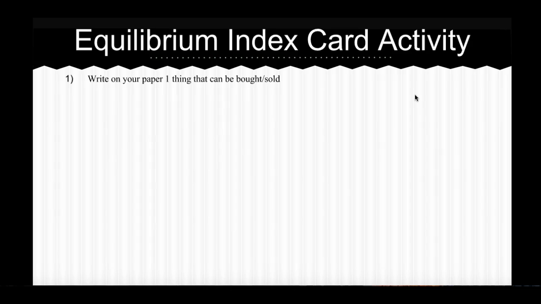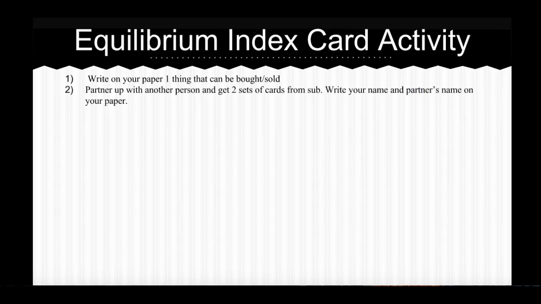So don't just talk about pizza. Pizza from where? What kind of pizza? Okay. Then you are going to partner up with one other person in the room, and just like before, you're going to get a set of cards. But this time you're going to get two sets of cards. One set that's going to be demand, one set that's going to be supply.